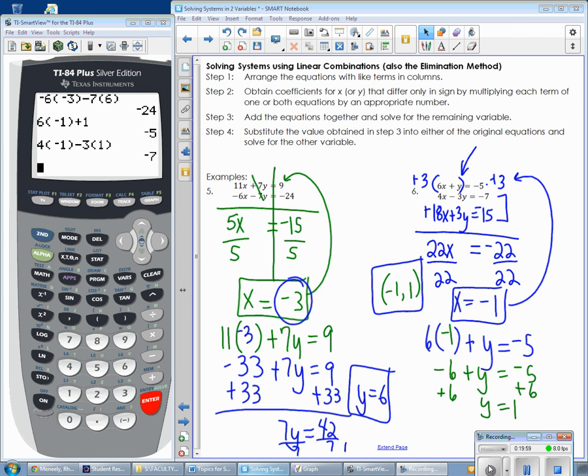All right, you have several practice problems using all 3 methods. Good luck!